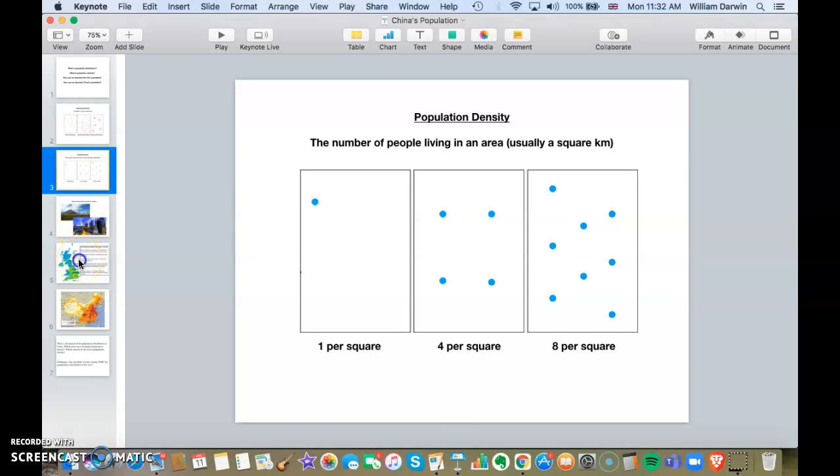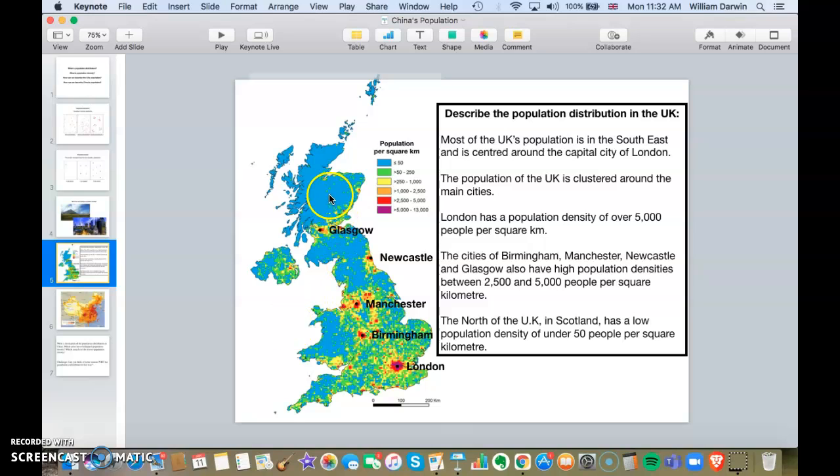Right, so let's have a look at a map of the UK. This map is a map of the United Kingdom, and here's our key, and it says population per square kilometre. All of the areas that are shaded in this blue colour have less than 50 people per square kilometre. The green areas have between 50 and 250 people per square kilometre. The yellow areas have between 250 and 1,000. Orange, 1,000 to 2,500. Red, 2,500 to 5,000. And then purple, over 5,000 to 13,000 people.